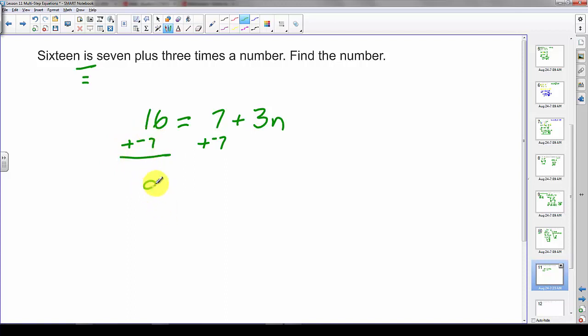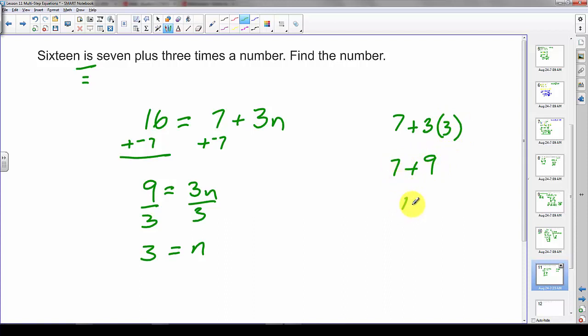16 plus negative 7 is a positive 9. That gives me 3n. Since 3 goes into 9 evenly, I'll just divide both sides by 3. I could multiply by a third. So, well, I get n is equal to 3. And then I can check this to make sure. I have 7 plus 3 times some number. Our number is 3. That better be 16. I have 9 plus 7 is 16. So it checks.